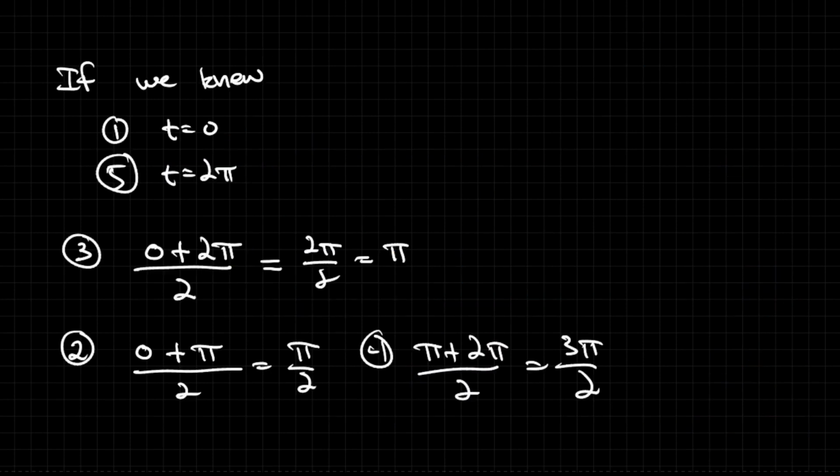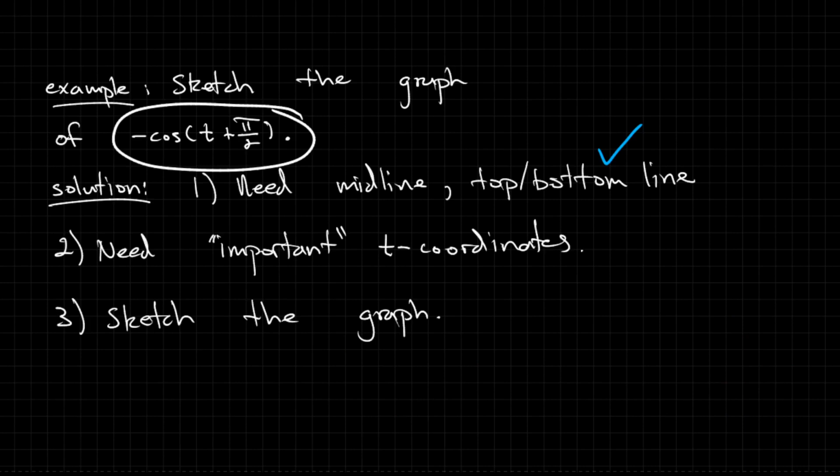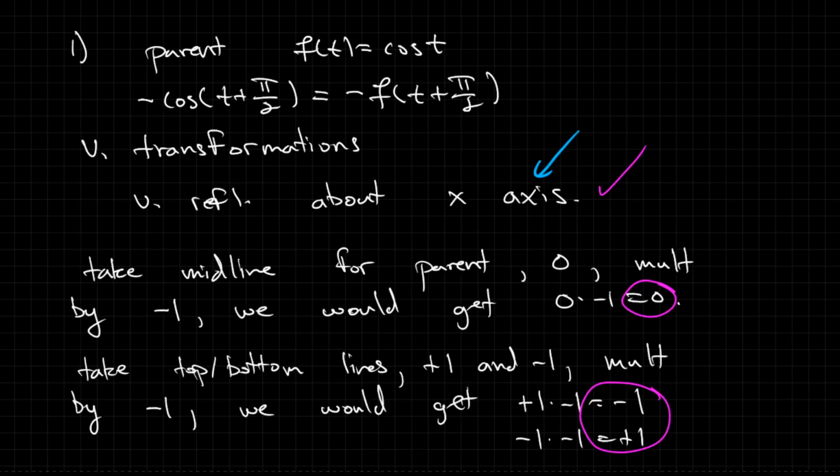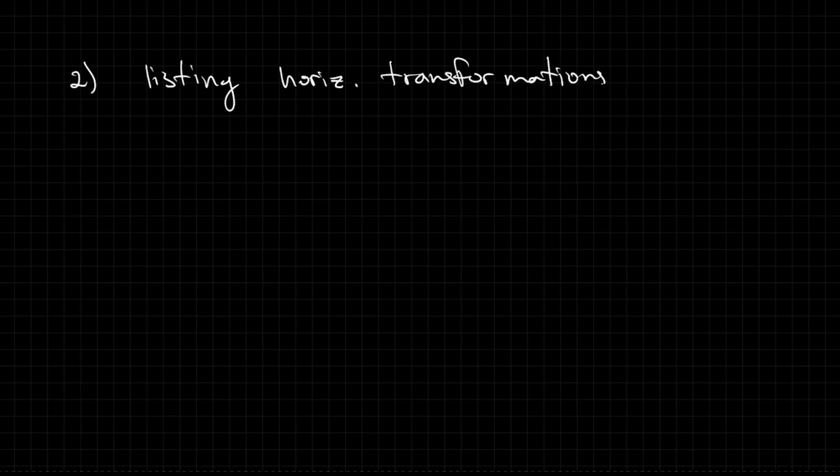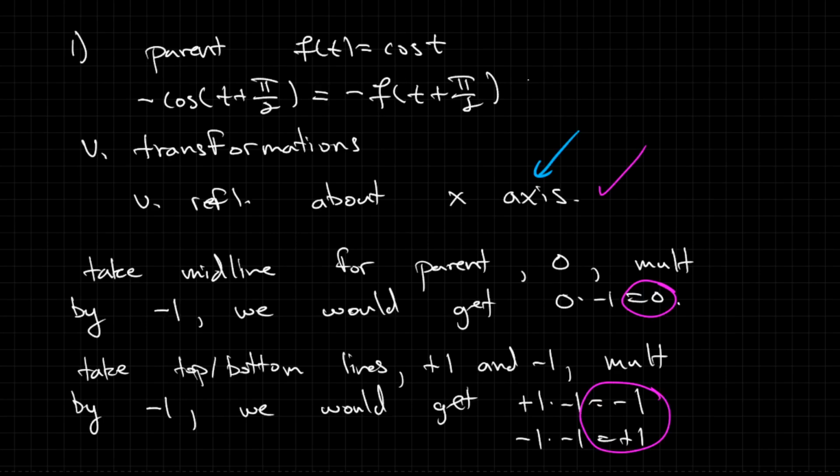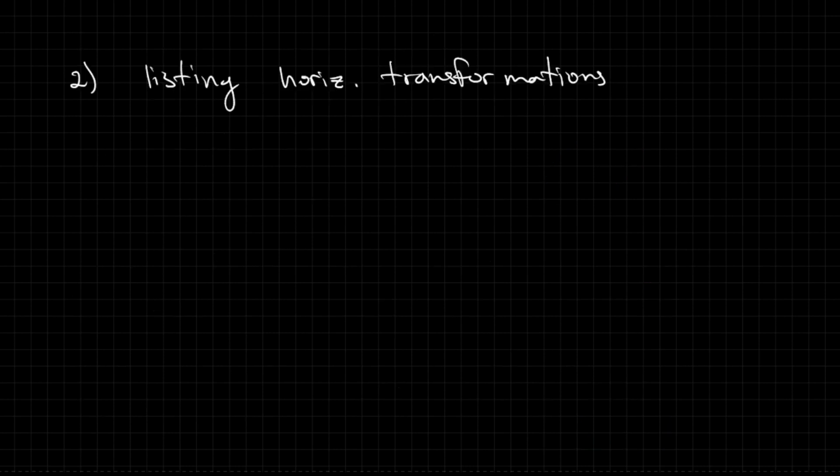And so what I'll do here in order to find our important t-coordinates is we'll start, of course, by listing the transformations. So listing specifically the horizontal transformations. And if we go back, we see here that this is a left shift by pi over 2.